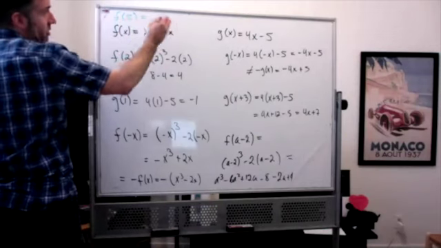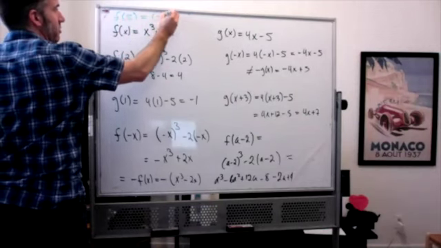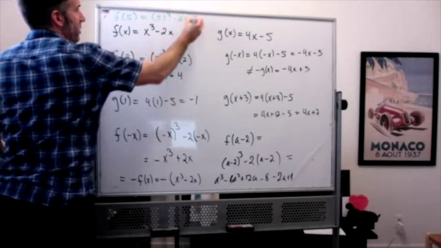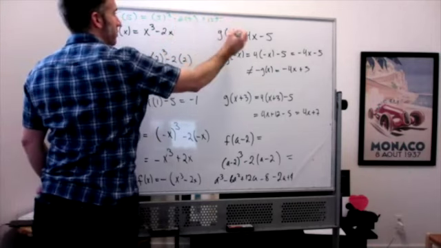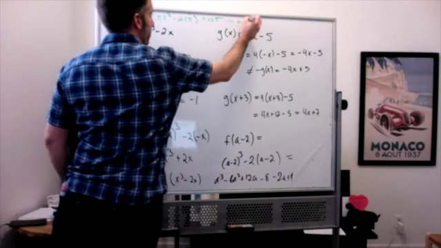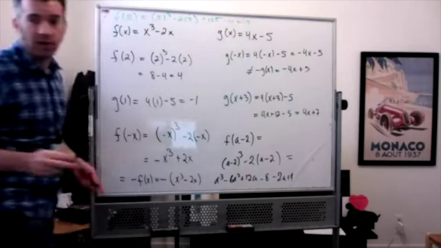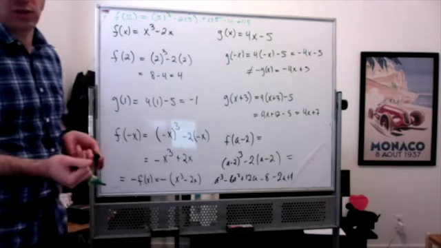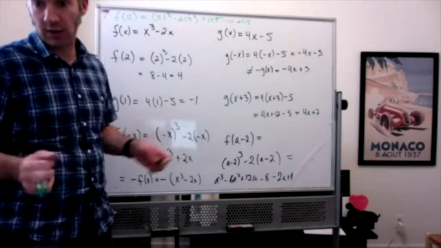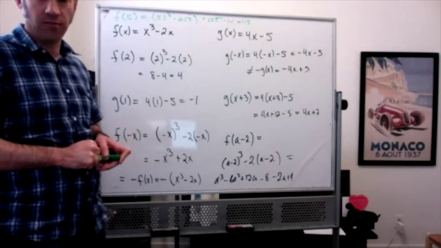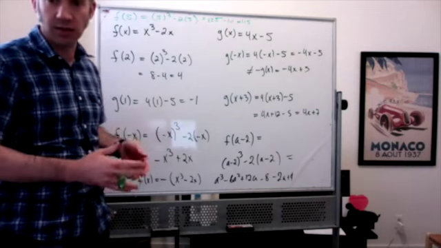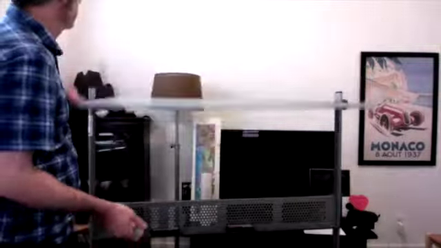f of 5 is 5 cubed minus 2 times 5. 5 cubed is 125. 2 times 5 is 10. It's 115. But I didn't pick 2 or 5 for any particular reason. I was just looking for something to plug in. So no particular reason, Fernando, we just needed an example, and that's the number that I decided on, or the notes decided on.